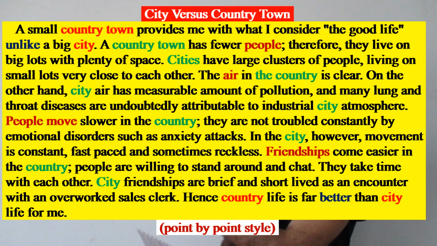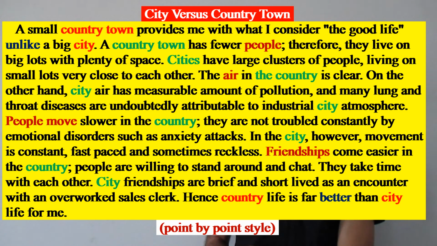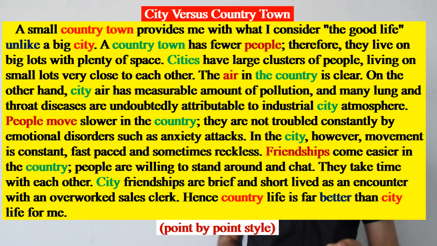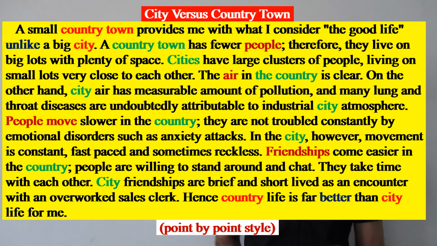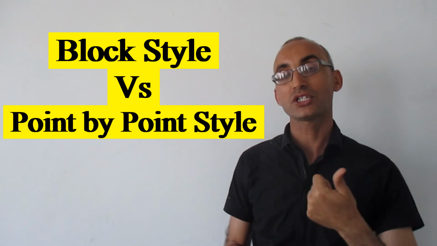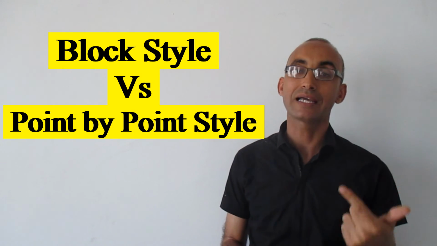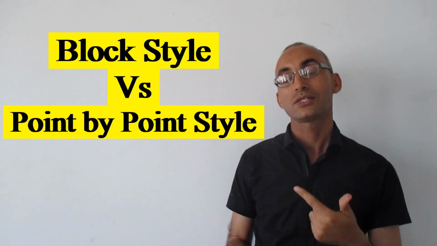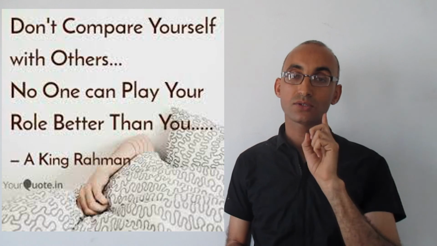Then he writes this model paragraph to show us how to write this type correctly. Clear. So this is the end of our first part of the lesson. Next time we will see more details about the two patterns of organization, which are block style organization and point by point style, when writing this type of paragraphs. So follow please.